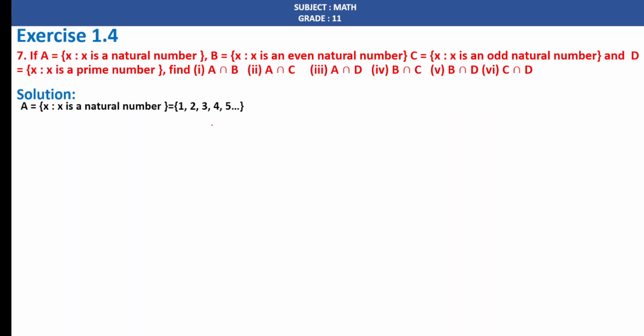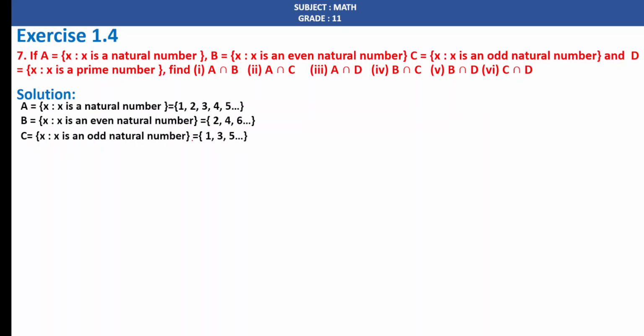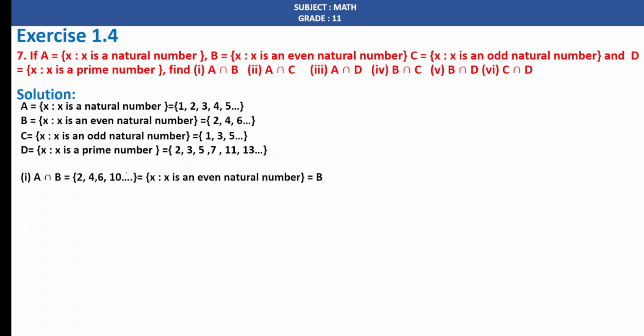Solution. A is x such that x is a natural number: 1, 2, 3, 4, and B is the even natural numbers, meaning 2, 4, 6, and C is the odd natural numbers, meaning 1, 3, 5. D is the prime numbers 2, 3, 5, 7, 11, 13 like that. Now let us see A intersection B. Between natural numbers and even natural numbers, the even numbers are common. So A intersection B is the even natural numbers, that is nothing but B.